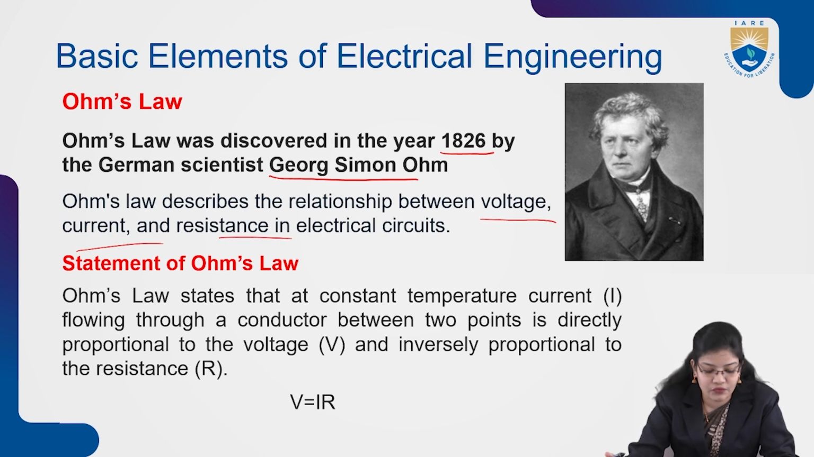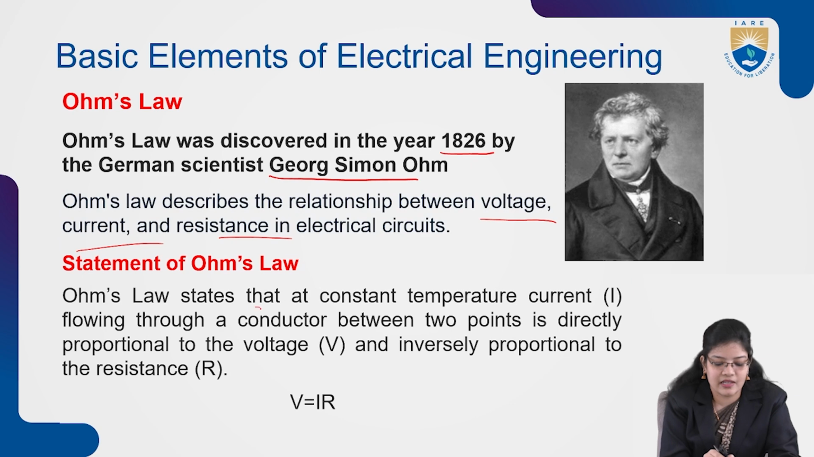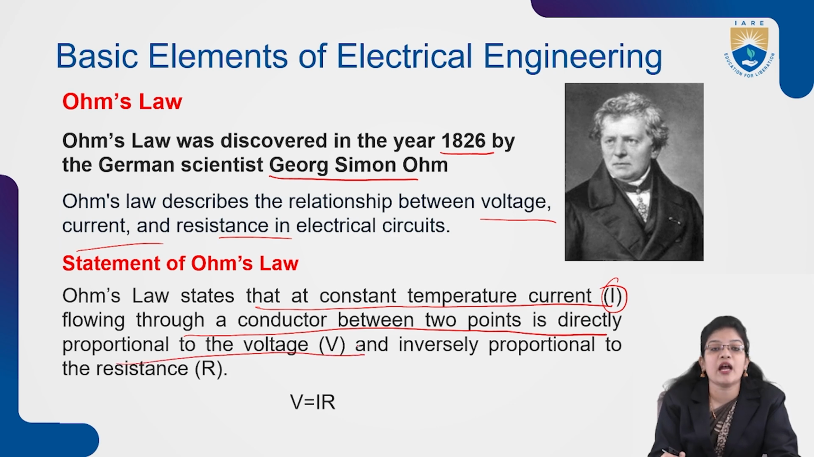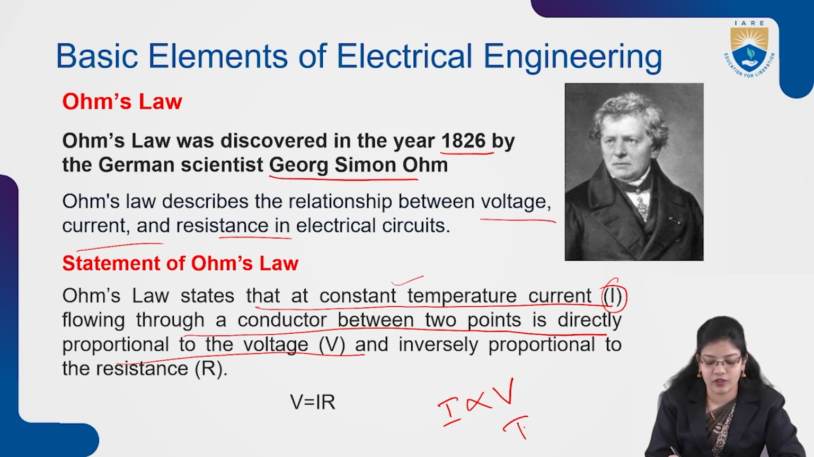Coming to the statement of Ohm's law, Ohm's law states that at a constant temperature, the current flowing through a conductor between 2 points is directly proportional to the voltage and inversely proportional to the resistance. So it states that at a constant temperature, the current I flowing through the conductor will be directly proportional to the voltage and inversely proportional to the resistance.